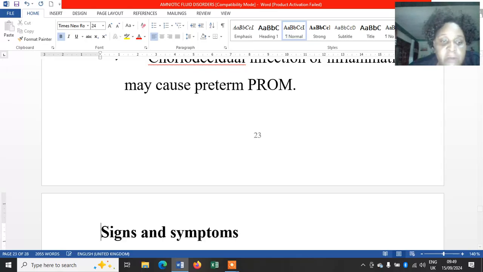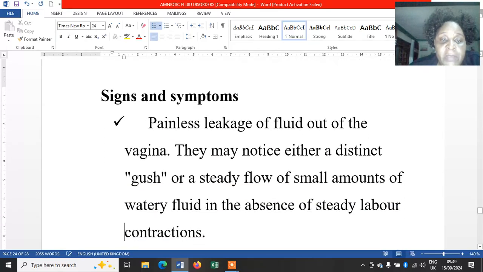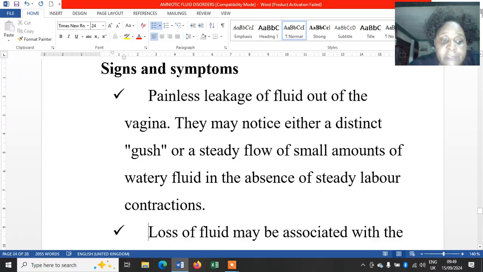Signs and symptoms of premature rupture of membranes. The mother will report painless leakage of fluid out of the vagina. They may notice it as either a gush, and these mothers will report with wet clothes, or a steady flow of small amounts of watery fluids in absence of labor. So these mothers may also come in with pads and report changing pads frequently. So it may be one of the signs of premature rupture of membranes.